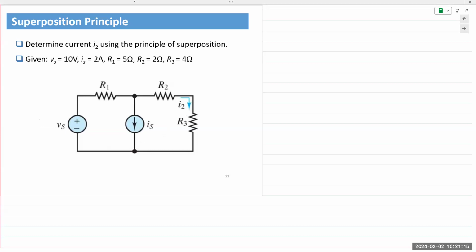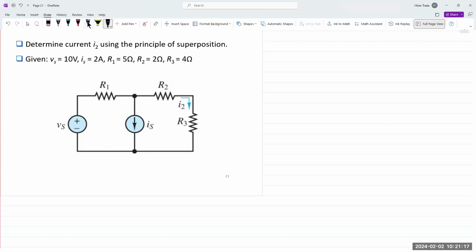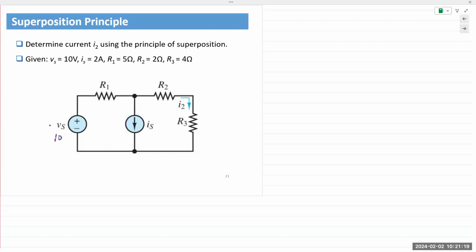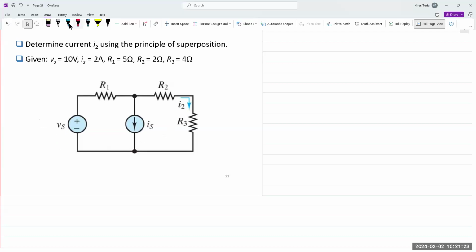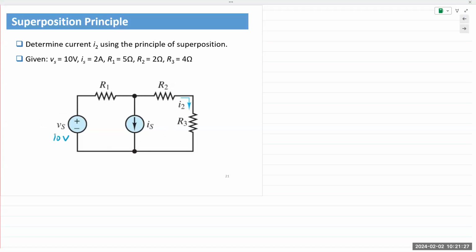Vs is 10 volts. R1 is 5 ohms. R2 is 2 ohms. R3 is 4 ohms. And Is is 2 amps. We're asked to use superposition.